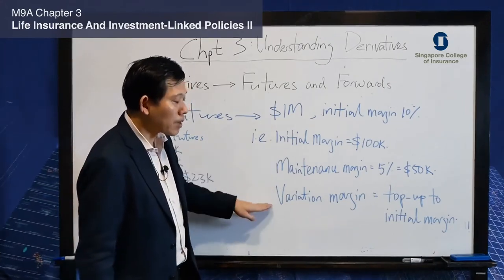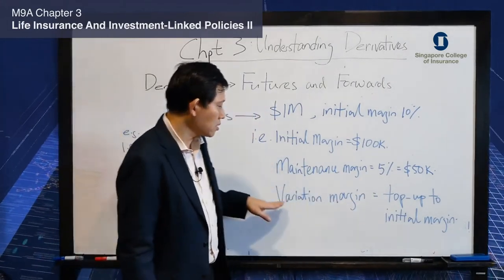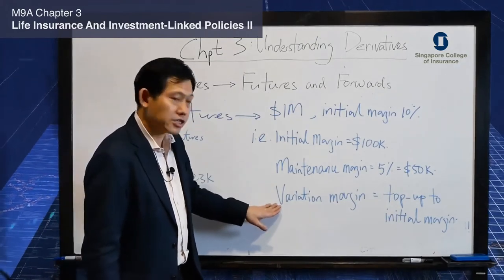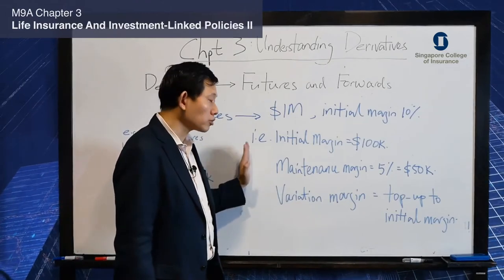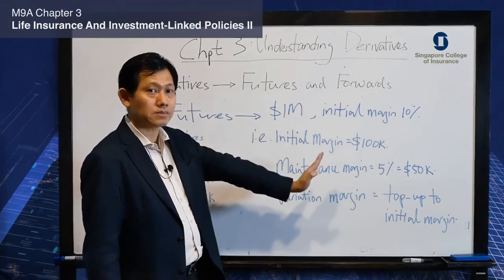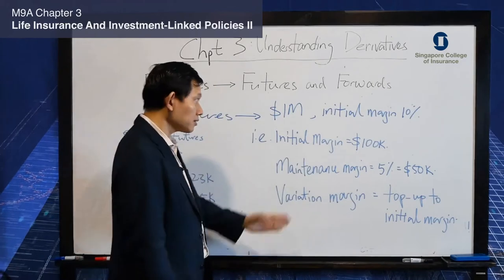All right. Now, this top up to the initial margin is a technical term called a variation margin. Variation margin. So this whole system will continue all the way on a daily basis until the settlement date.